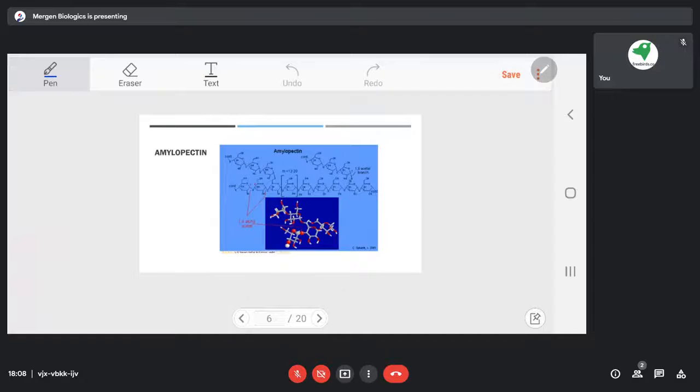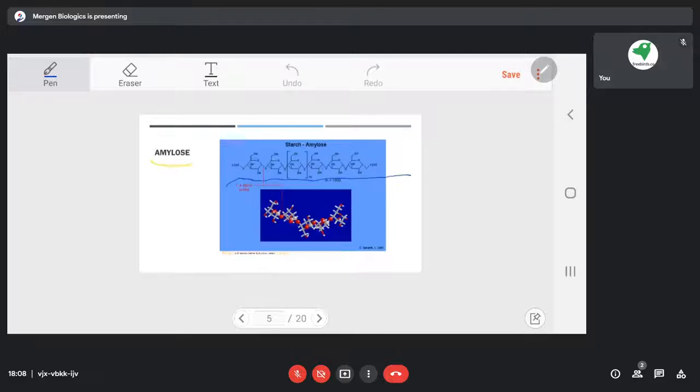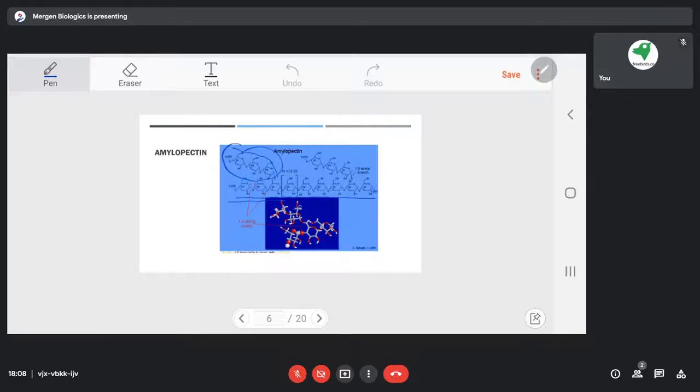Then the other one is amylopectin. Amylopectin has a branched structure. So this is one line, and then again there is another line. They are the branches of this main line, so this is known as a branched structure. If you see this form, we call it a helical structure. In amylose, the helix is also a straight line, but amylopectin is very complicated, as amylopectin itself is a branched structure.